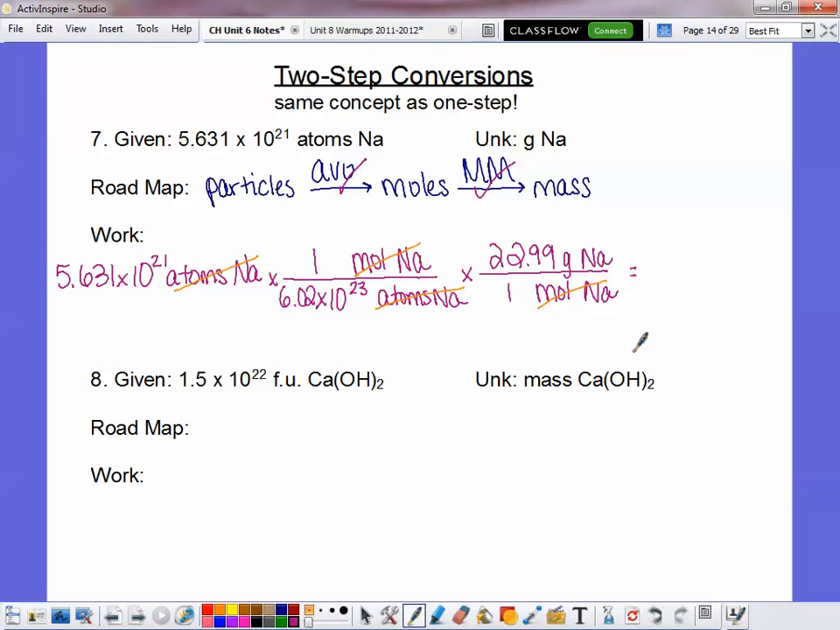I typically go left to right so that I hit them as I read left to right. So I do my division first and then my multiplication. But again, it doesn't matter. You're going to get the same answer. Okay? How many sig figs are we going to have in our answer? 4. That 5.631 times 10 to the 21st, we have 4 sig figs, the 5, 6, 3, and the 1.